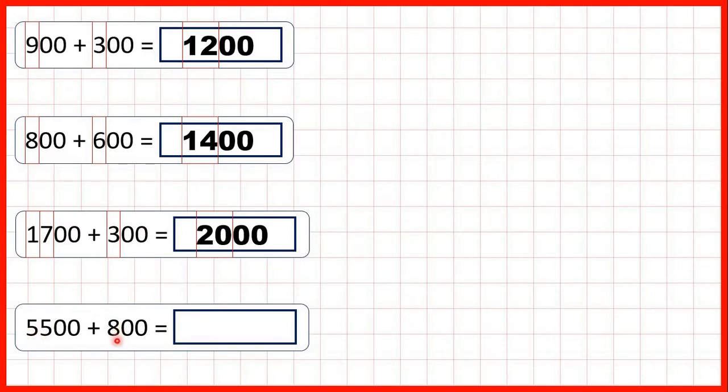5,500 plus 800. If we highlight the hundreds digits, 5 plus 8 is 13. But because that's a 2-digit number and we can only have 1 digit in each place value, we highlight our thousands digit as well, and 55 plus 8 is 63, which means our answer is 6,300 because the zeros on the end stay the same.